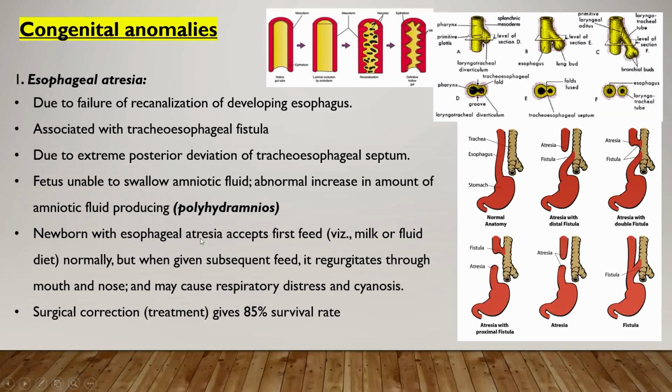An abnormal increase in the amount of amniotic fluid will produce polyhydramnios. A newborn with esophageal atresia accepts the first feed, which is normally milk or a fluid diet, but when given a subsequent feed, it regurgitates through the mouth and nose and may cause respiratory distress and cyanosis. The treatment is surgical correction, which gives an 85% survival rate. Atresia means there is no formation of esophagus. You can see here there is no formation of esophagus, but there is formation of a fistula of the developing esophagus with the trachea.